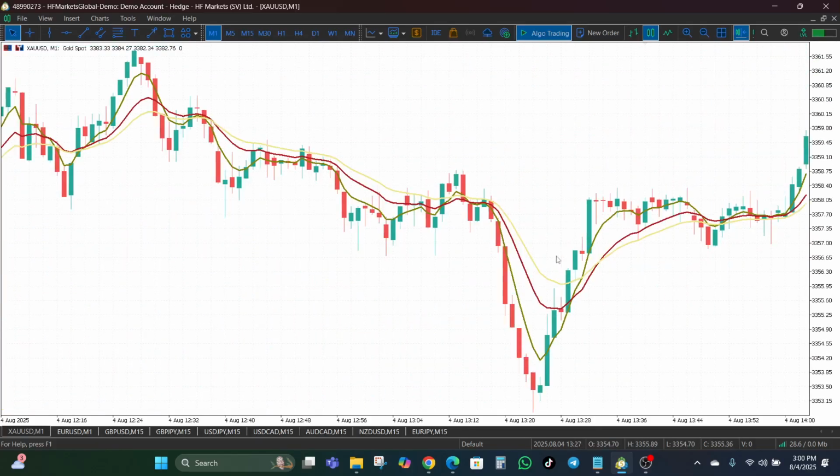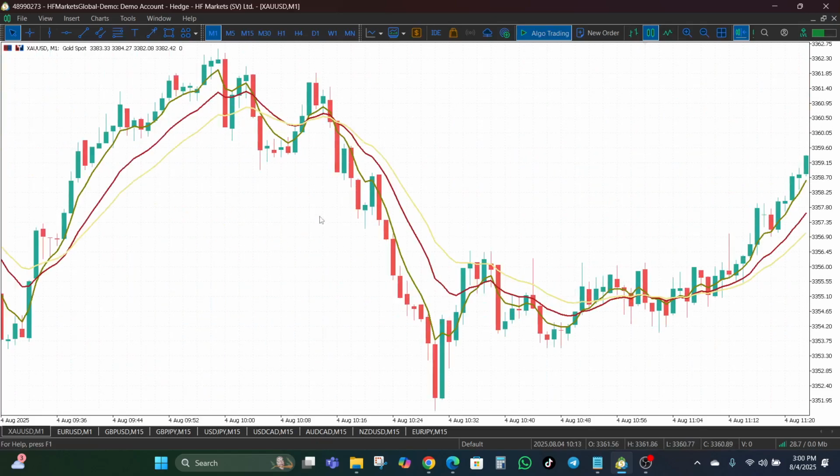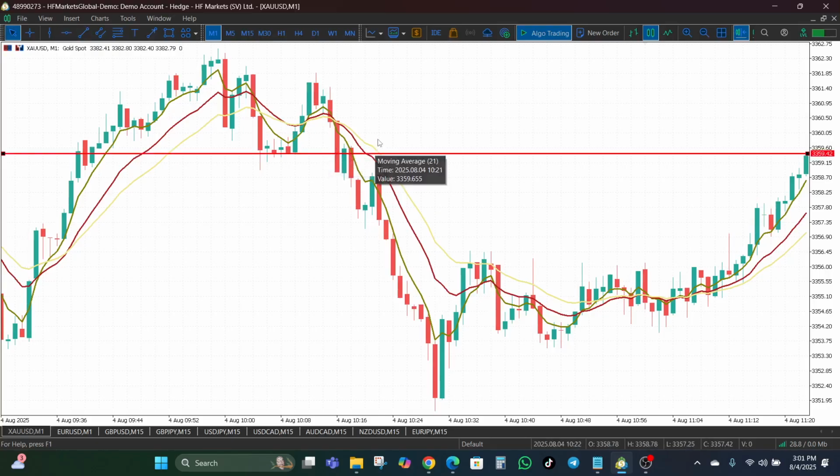In the case of a sell, just make sure that the pullback has completed. Let's look for a good sell opportunity. You can see this was a sell, right? This was a sell signal. We had a pullback here. So this would have been a good place to enter a sell right after the pullback concluded.